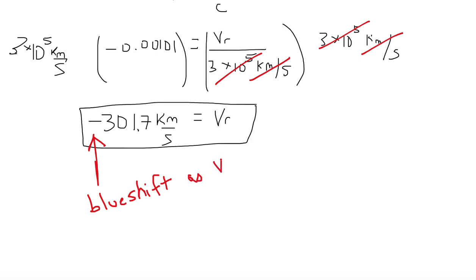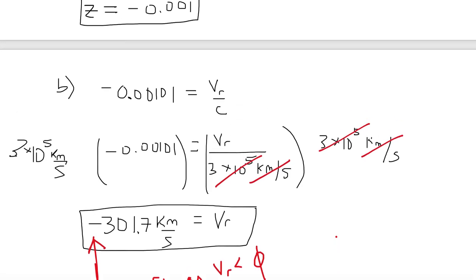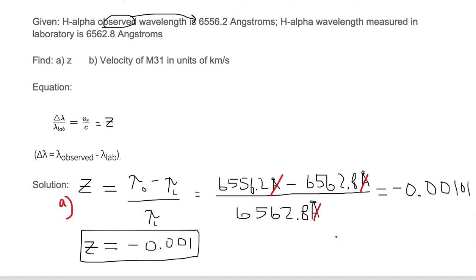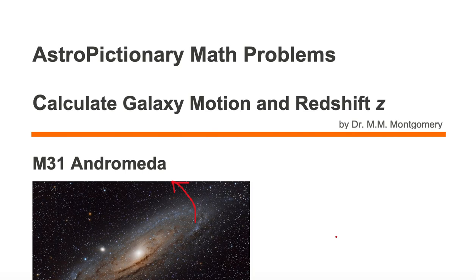as V radial is less than 0. So we have a blue shift because V radial is less than 0. And the speed of Andromeda is 301.7 kilometers per second towards us. And that's how you calculate the galaxy motion in redshift.